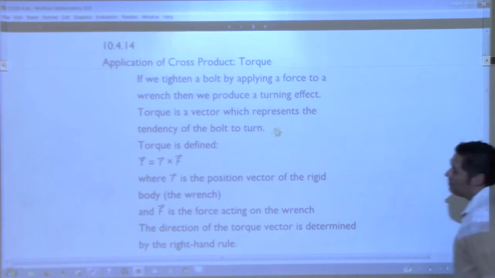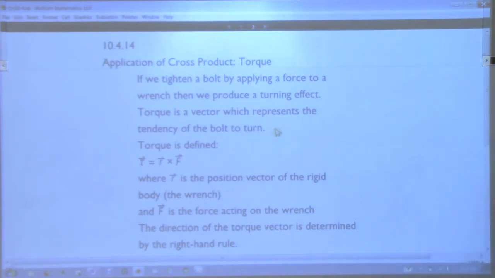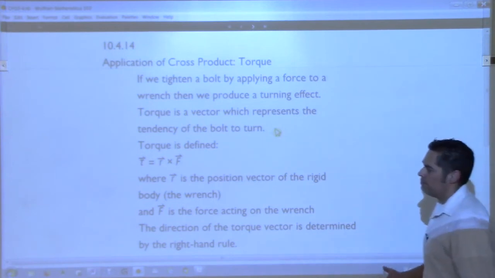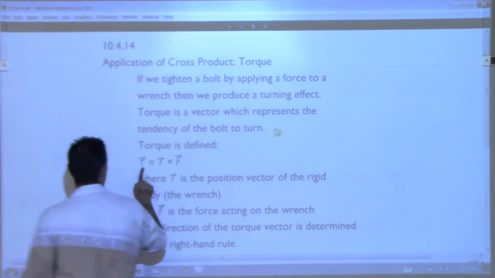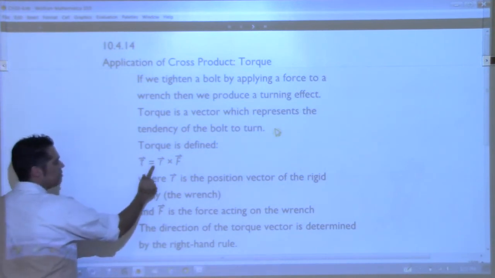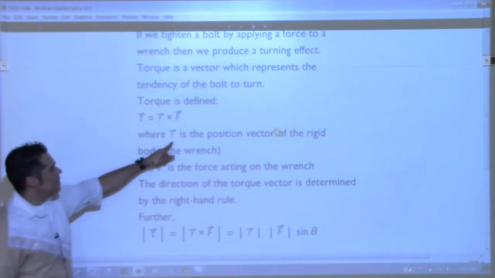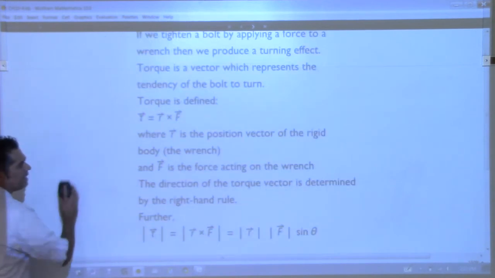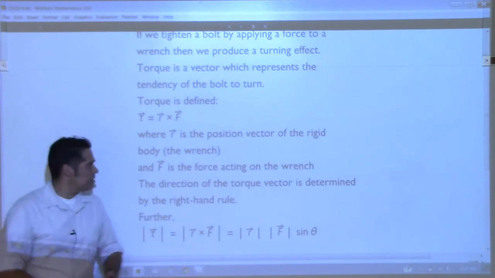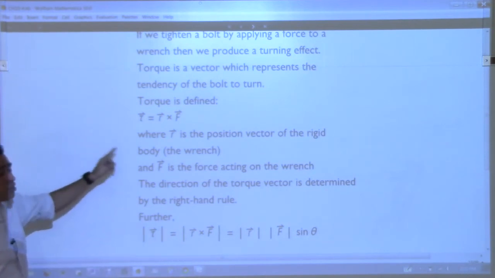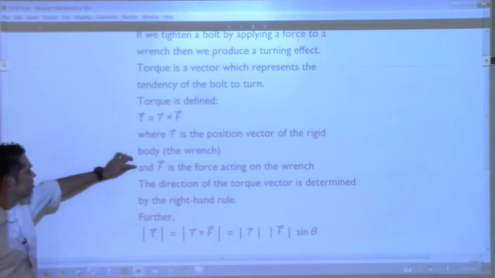All right, so in physics, we define something called torque. Torque is defined to be the cross product of 2 vectors. It's a vector, and it is equal to r cross f. Now, what is r and what is f? R is the position vector of a rigid body. In other words, we have a wrench that you're going to turn on a bolt. So r is the position vector of the rigid body, and f is the force acting on the wrench.